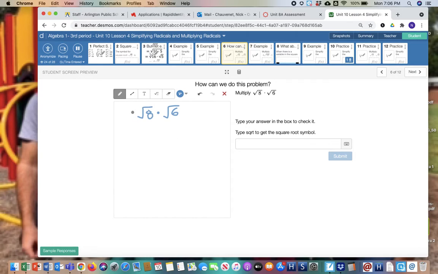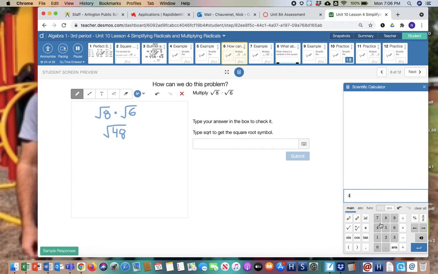If I don't see a number out here, it's like an implied 1. So this is really like 1 times 1, which is just 1, 8 times 6, which is 48. So I'm going to get the square root of 48. Well, what is this? How can I break down the square root of 48? So here we go. 48 divided by 36, decimal, get rid of it. 25, decimal, get rid of it. 16, boom, 16 times 3.